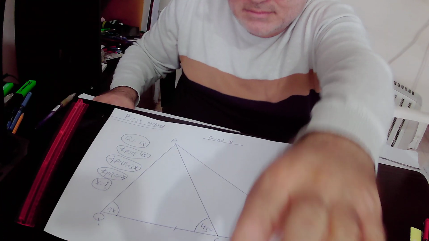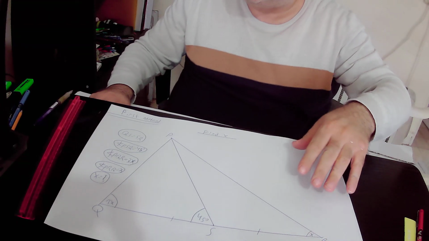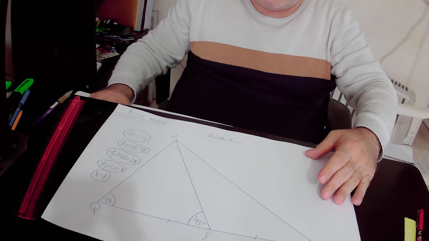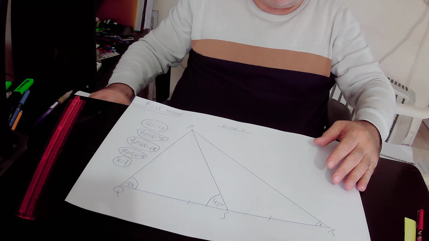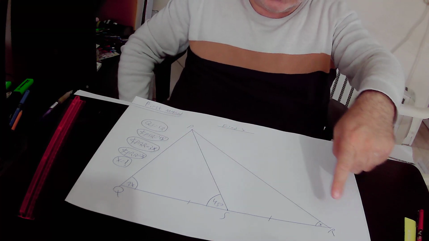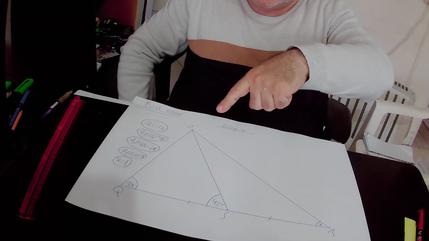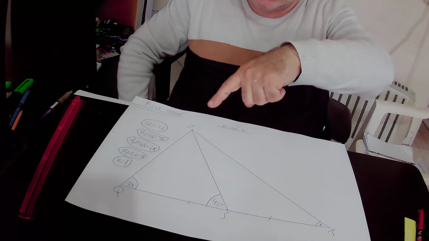Hello, in this lecture we will find out the value of angle x using two different methods. In the drawing we have triangle PQR. We know that QS equals SR. We also know that angle PSQ equals 45 degrees.